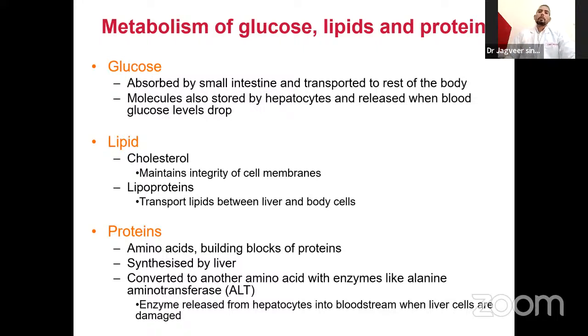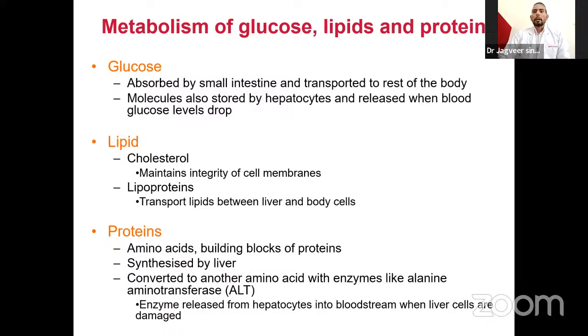Now we talk about the metabolic function of the liver. First of all, glucose metabolism. Glucose is mainly absorbed by the small intestine and transported by the portal blood flow to the liver, where it is stored in the form of glycogen. The liver can convert glycogen into glucose as needed. Similarly, there is lipid metabolism, which includes cholesterol and lipoproteins. Cholesterol is mainly synthesized in the liver, which regulates the integrity of the cell membrane. The liver also synthesizes lipoproteins, which transport cholesterol to various parts of the body.